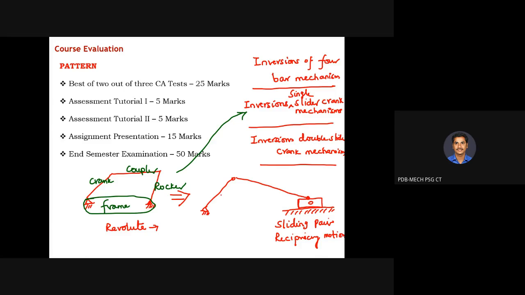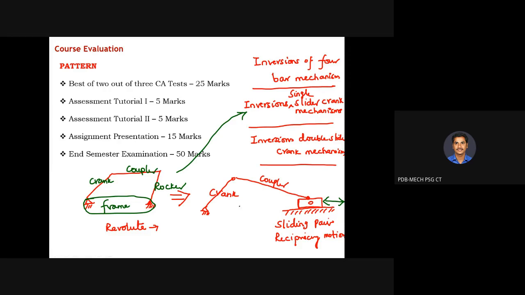Here we have a frame, a crank, and a coupler, everything the same. The only thing is I'm going to replace the rocker with the slider. So your output link is your slider. It is going to make linear motion along the frame, a to-and-fro motion. Its applications are in IC engines.